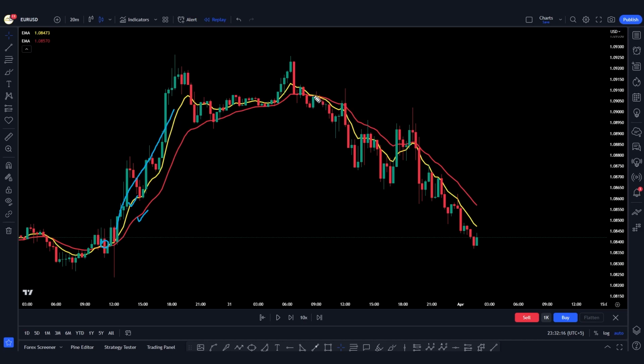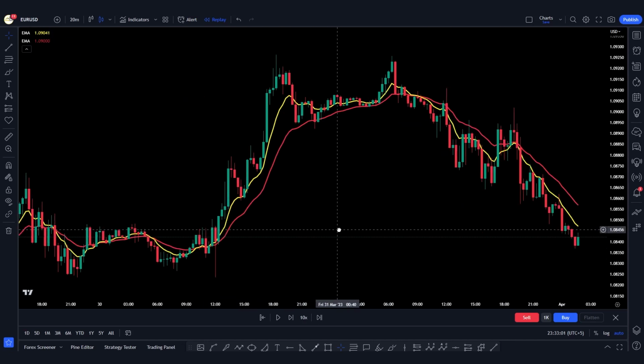And also here we can see that after the cross under of this fast period EMA below this slow period EMA, we can see the market moving in the bearish direction. So that means that the market is in bearish direction. So that's how we're going to use these EMAs to detect the market momentum in this EUR/USD chart.